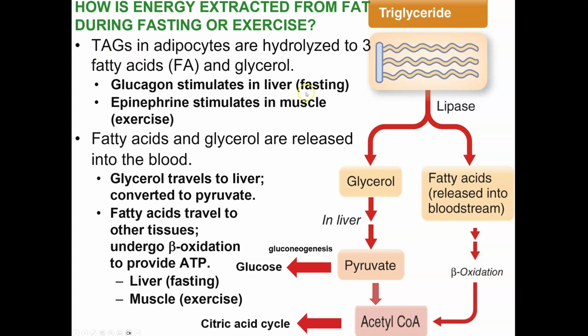So again, the triacylglycerols are hydrolyzed to fatty acids, and this is a process that, if you're fasting, glucagon will stimulate. If you're doing long-term exercise, epinephrine, you might know that as adrenaline, will stimulate that in the muscle. And then again, the glycerol goes to the liver because the liver can do gluconeogenesis, and you could get a little bit of glucose there. But most of the energy here, the fatty acids are broken down to acetyl-CoA, and they go through the citric acid cycle. And again, this occurs in the liver if you're fasting, or in the muscle if you're exercising.